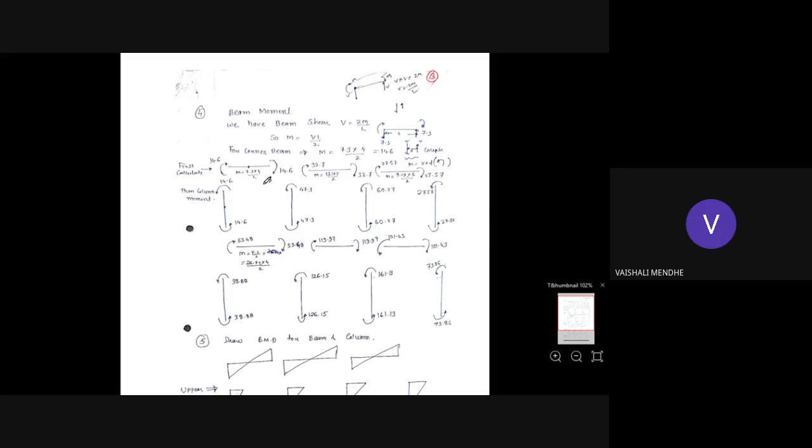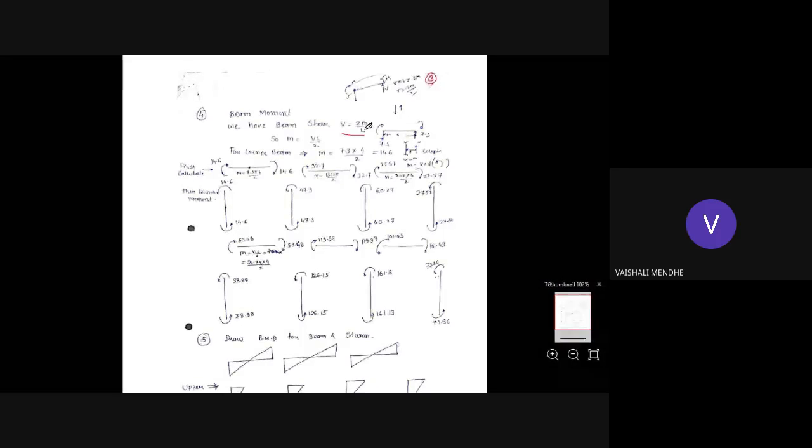Beam shear, we have this formula 2M/L. Yesterday we have seen this beam shear 2M/L. Now from this formula we can find out the beam moment, so M will be equal to VL/2. What is meant by V? V is the value of beam shear.